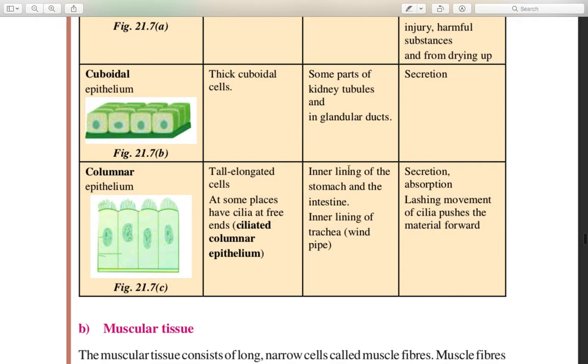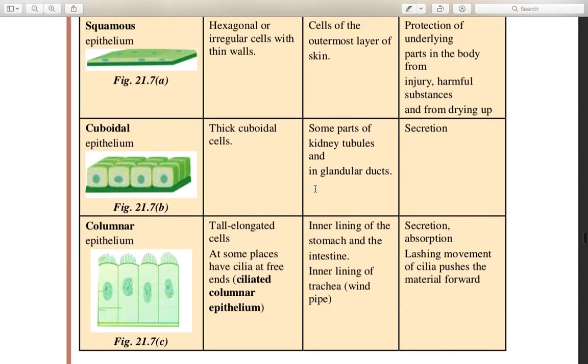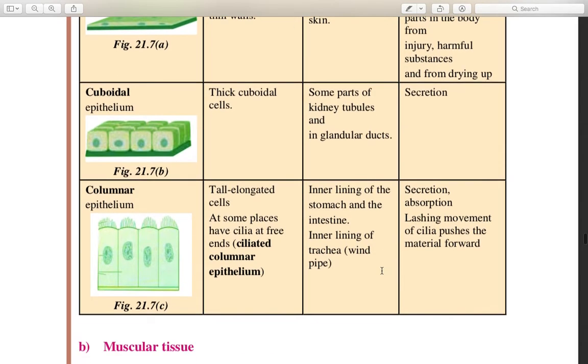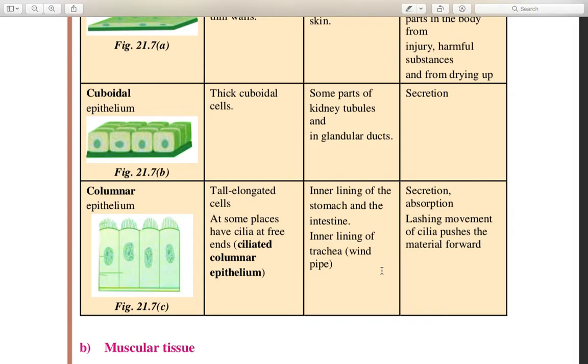And the third one is columnar epithelium. The name itself suggests it's like a column. So they are tall, elongated cells. As I told, it's a column shape, and at some places in this columnar epithelium they have cilia. Cilia is a hair-like structure, okay, at the free ends. So they are called ciliated columnar epithelium. If they have cilia at the end, cilia is basically like a hair, as I told. So an example is the inner lining of the stomach. You have the stomach and inner lining, and intestine also. The inner lining of the trachea, the windpipe.